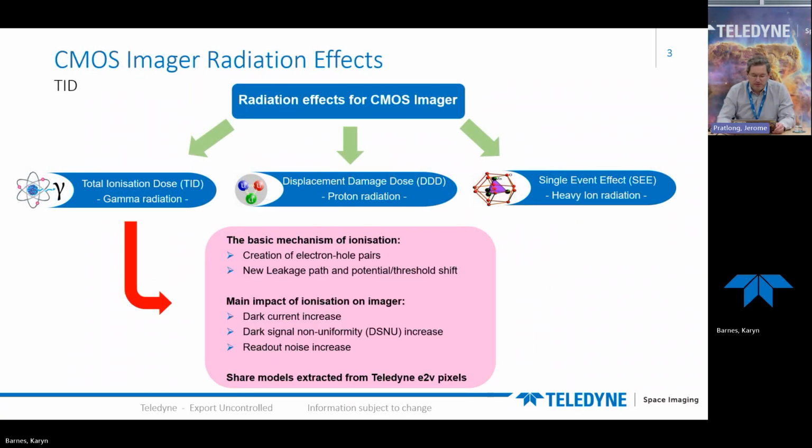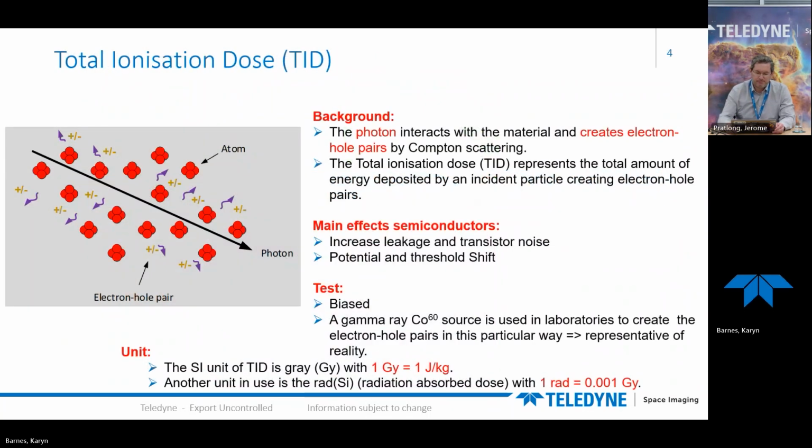In this video, we will look at the basic mechanism of ionization, the main impact on imager, and we will share some takeaway from silicon results from Teledyne E2V detectors. The incoming photon interacts with the material and creates electron-hole pairs by a phenomenon called Compton scattering. The total energy deposited by this incident particle is also known as the total ionization dose.